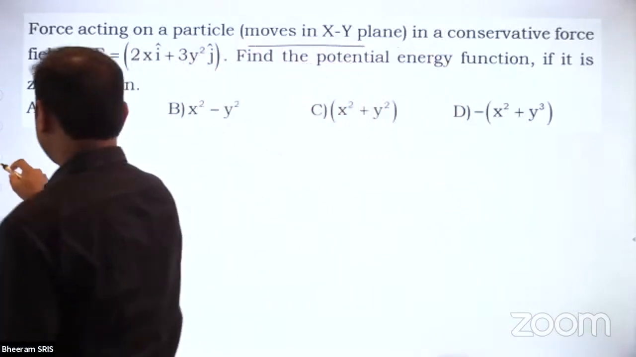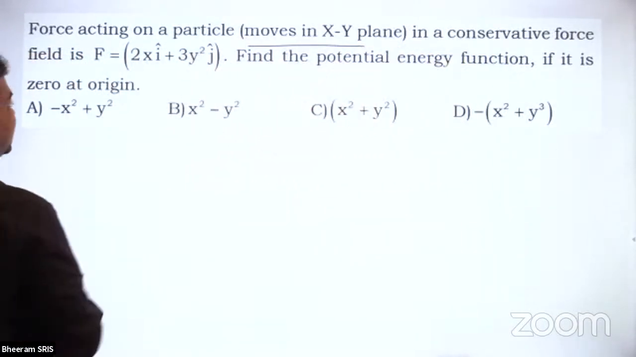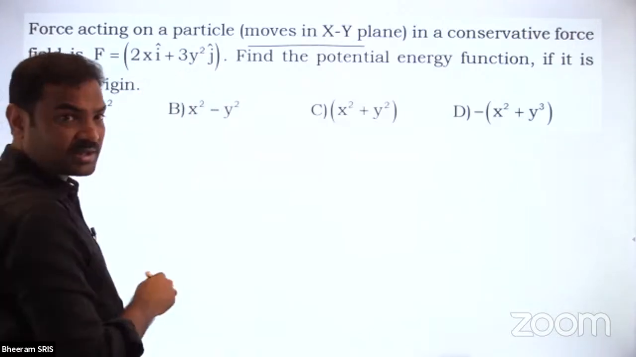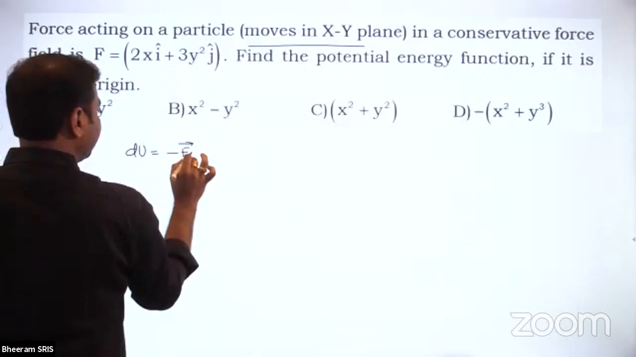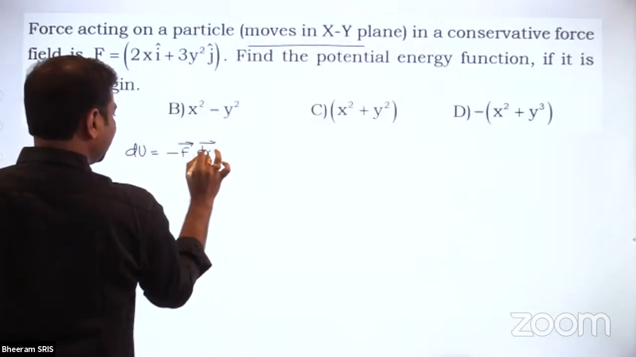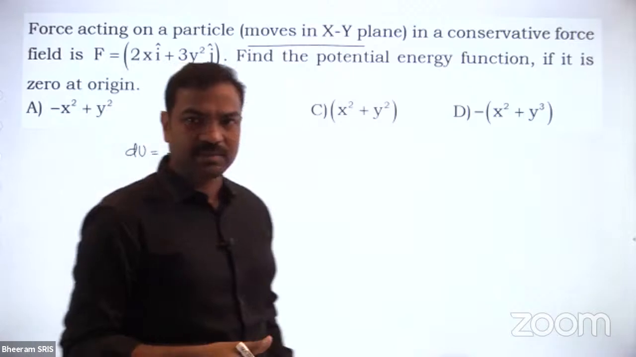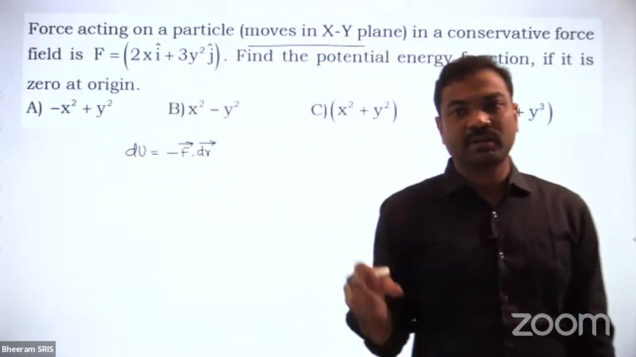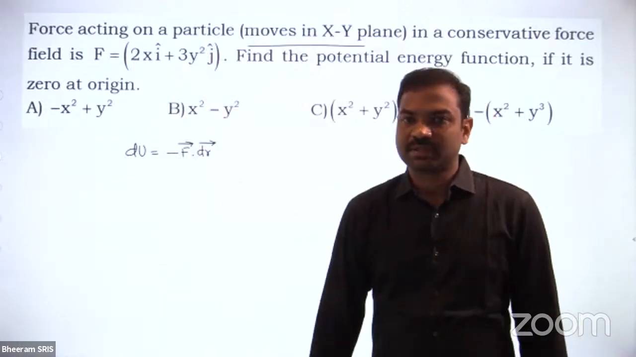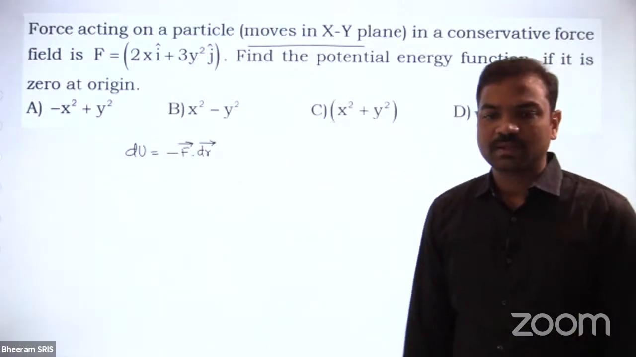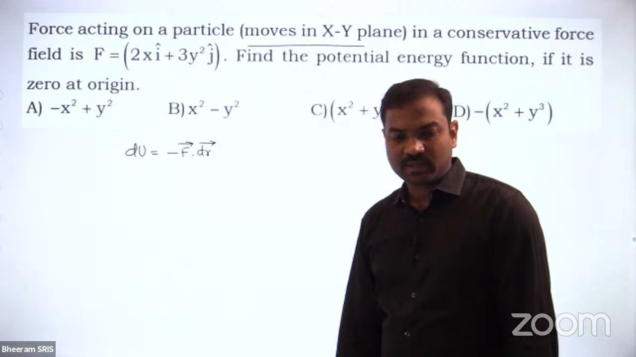Now tell me what is the relation between force and potential energy. I told you that dU is equal to minus F bar dot dr bar, or ds bar, dx bar, dy bar, dz bar. You can write it anyway according to the context of the question. Do you remember this? dU is equal to minus F bar dot dr bar.